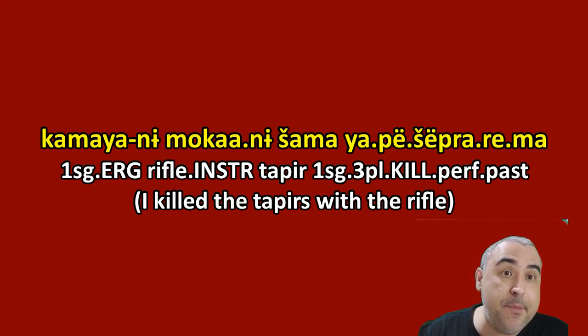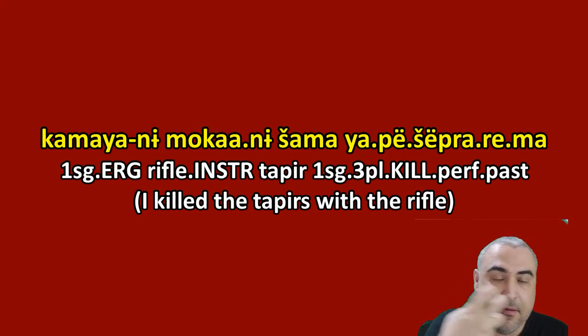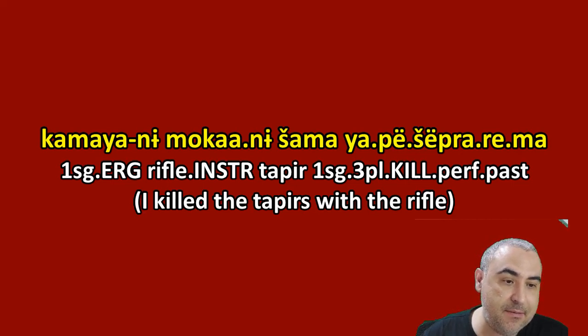Shama, which means a tapir, one of those animals with a flexible nose, like a bit of a small trunk. Yapa shaprarama. So yapa, ya, the prefix for me, for I. Pa, third person object. Shapra, to kill. Rama, perfect past. I killed the tapirs with a rifle.